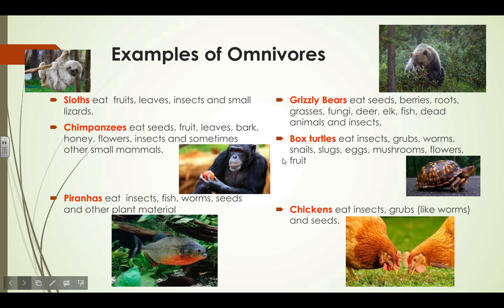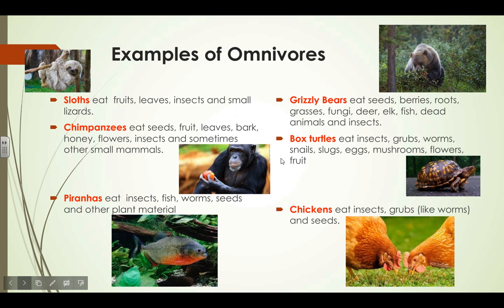We also have box turtles, and a lot of turtles, they like to eat lettuce and things like that. But box turtles are special because they eat insects, grubs, which are like larvae or worms. They eat snails and slugs and eggs, mushrooms, flowers, and fruit. So they also eat a little bit of everything, which is why they're omnivores. And then we have chickens, and chickens like to eat insects. They eat worms, and they also eat seeds. So there are 6 examples of omnivores for you.